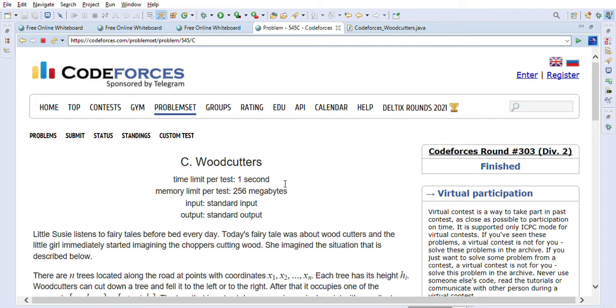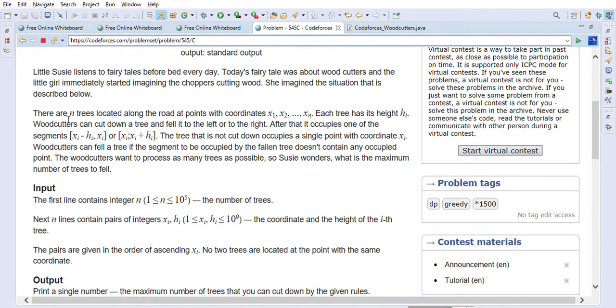So let's look into the Woodcutters problem. Let's just start from here because this is where the problem statement actually starts. There are n trees located along the road at points with coordinates x1, x2, up to xn. Each tree has its height hi. Woodcutters can cut down a tree and fell it to the left or right.